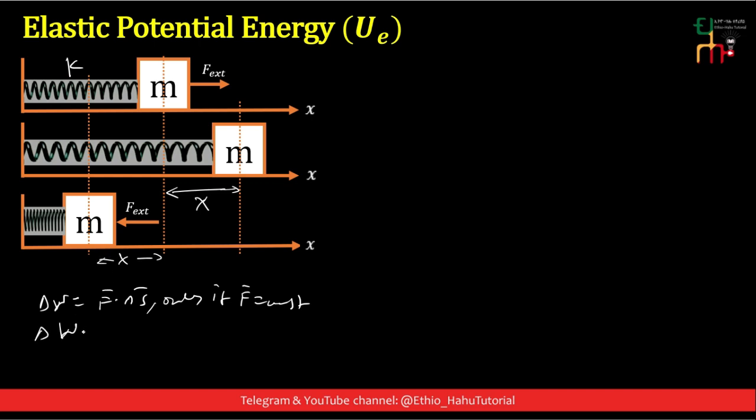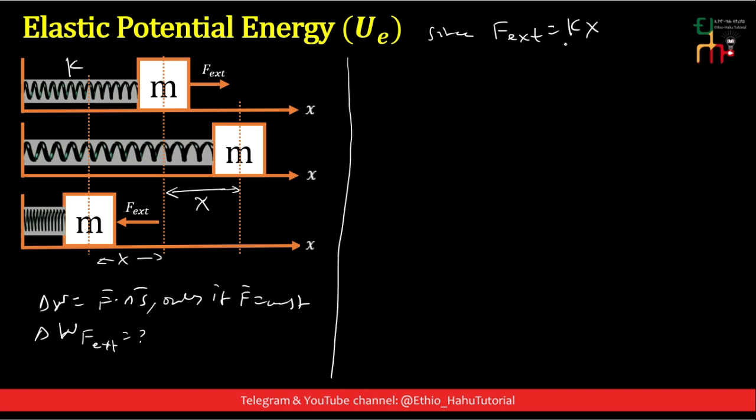Therefore, the question is how much work is done by the external force to stretch the spring by an amount x or to compress the spring by an amount x. Since this external force is given by k times x and is variable, we need to first draw a force versus displacement graph.